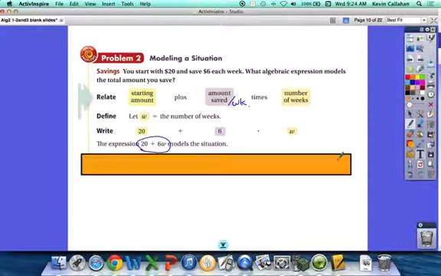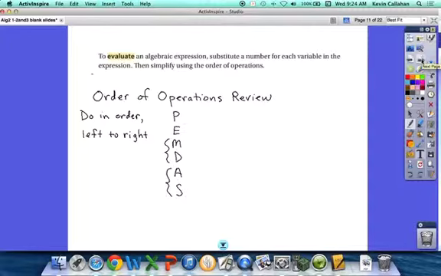I'm going to move on. This is just another example, but we need to keep pressing on here. So once we've got an algebraic expression, there's 2 things that we do with them. One of them is evaluate. Evaluate an algebraic expression means find the value of it.